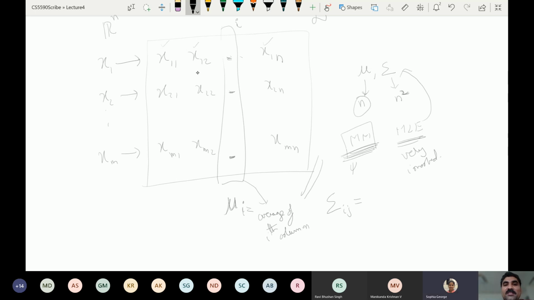Okay, then from each column you subtract the respective mu. No, then I just want the ijth entry. Oh, I think you are telling the answer for the entire sigma. I just want the ijth entry.